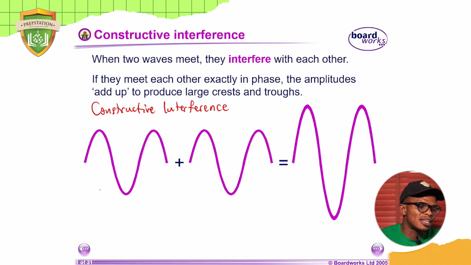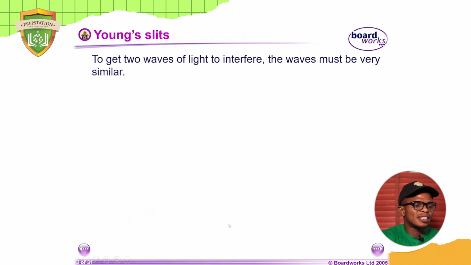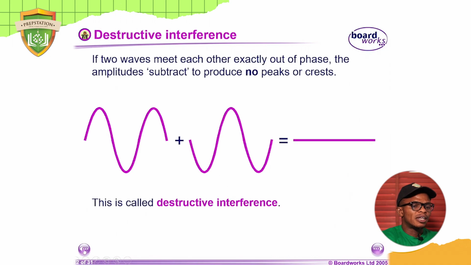Now, the second thing that will happen in the overlapping of two waves is destructive interference. Let me write it here. Of course, from the word destructive, you should know where I'm heading. So what is destructive interference? Let me take you back to the diagram. If two waves meet each other exactly out of phase, the amplitudes subtract to produce no peaks or crests. What does that mean?